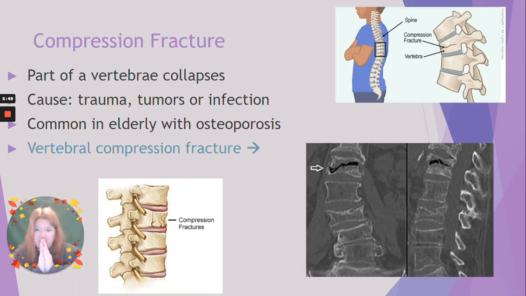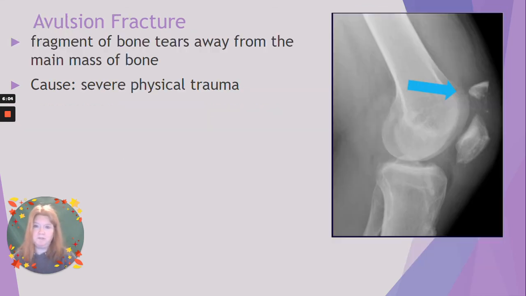A compression fracture, literally part of the vertebrae collapses. So it can be from trauma, but it can also be from tumors or infection, and also elderly people who have osteoporosis, or someone who's not elderly but has osteoporosis.